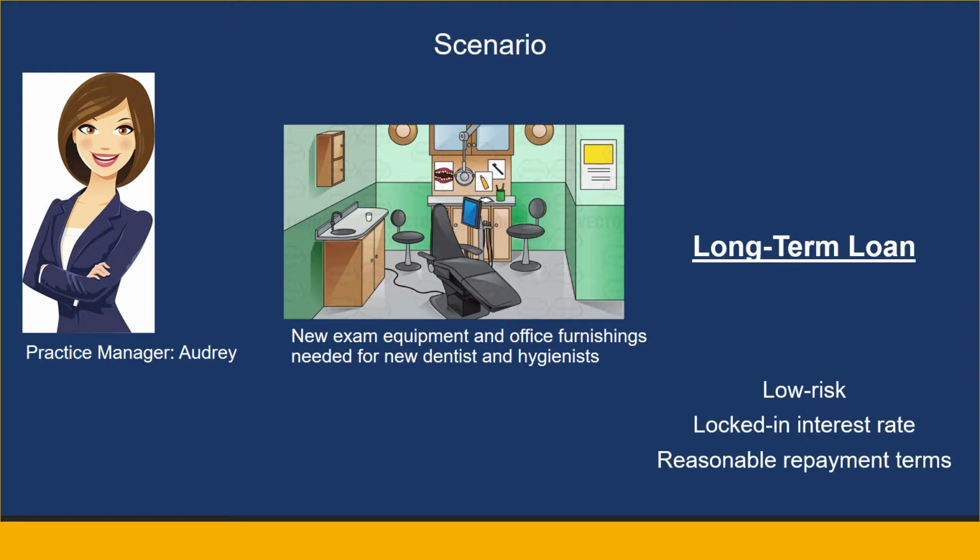Long-term is Audrey's best bet. Since Audrey can lock in a low interest rate for payment terms of 5 years, long-term debt poses the least risk to the practice. Since the practice is profitable, it's possible a loan could be repaid within a year. However, that is a great risk to take, not knowing the productivity volume of the soon-to-be hired dentist and 2 hygienists.